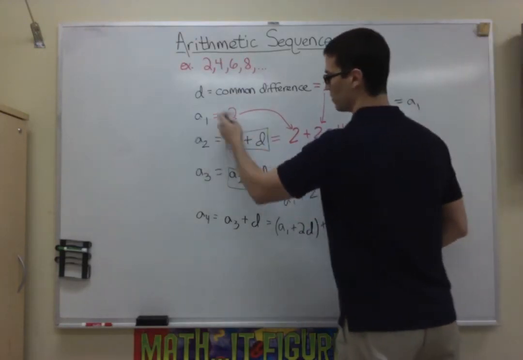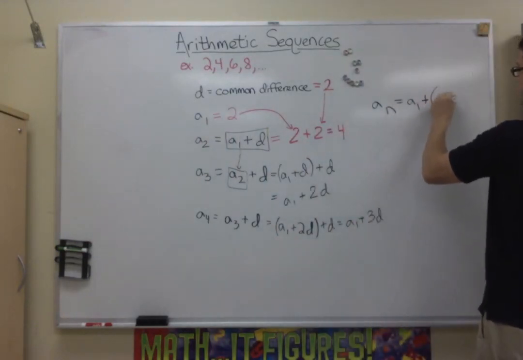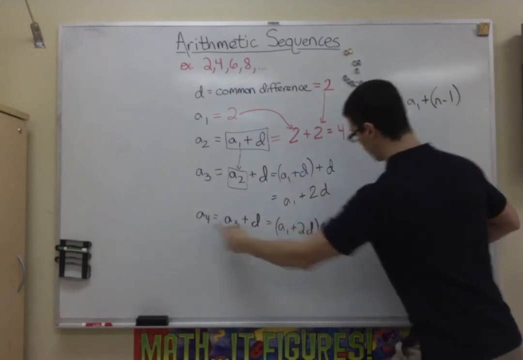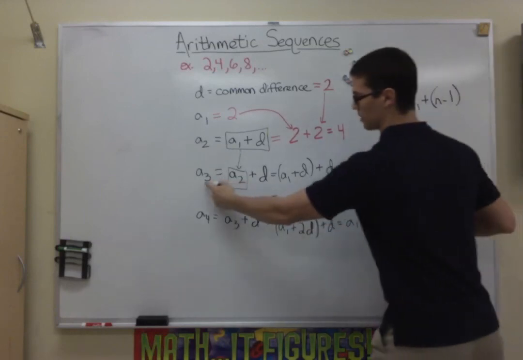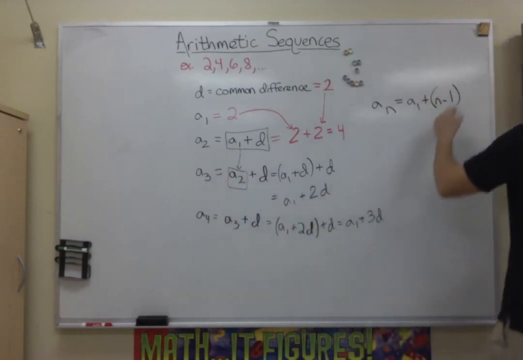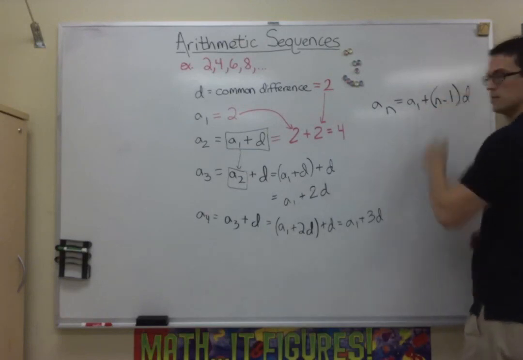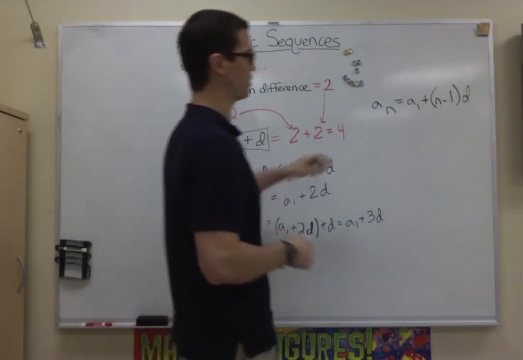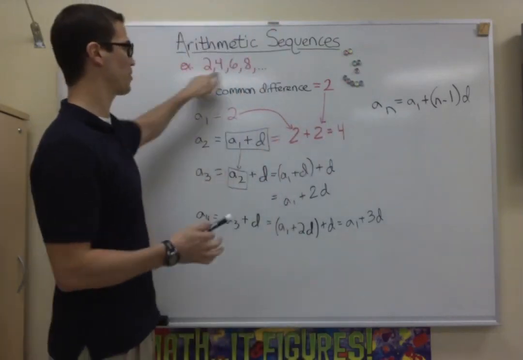You could say A1 is equal to A1, plus n minus 1, because you can see right here it's 3 when it's on the 4th one, so it's just n minus 1. 4 minus 1 would be 3. Same with here, 3 minus 1 would be 2. So that's how you get the n minus 1 here, and then you just put a D in there, and you end up getting the equation that you can use to figure out what any number in a sequence would be.